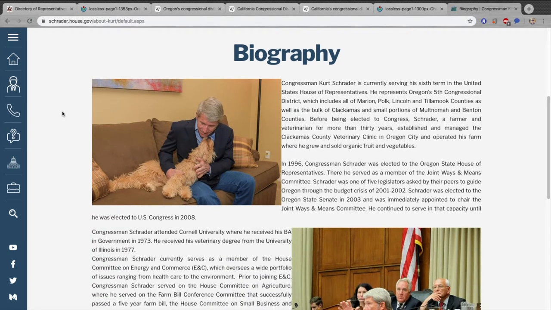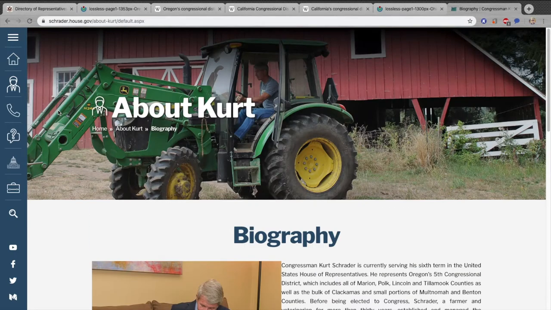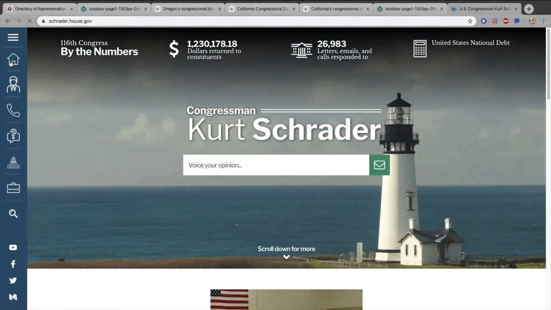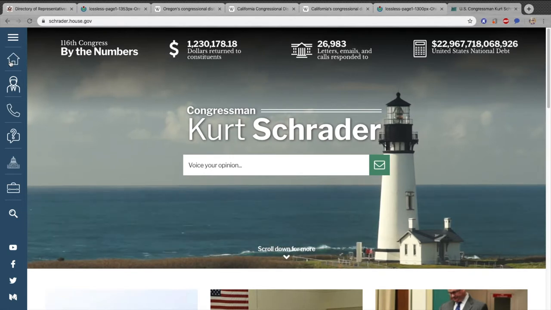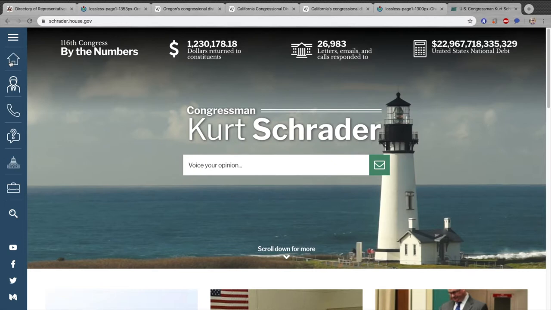He's a veterinarian, he's from the Canby area. I'm not going to spend a lot of time talking about this, but just know that your local representative, our one vote out of 435, is Kurt Schrader. He represents Salem and portions of the Oregon coast and goes all the way up to Clackamas County and just south to the river. And so there he is.